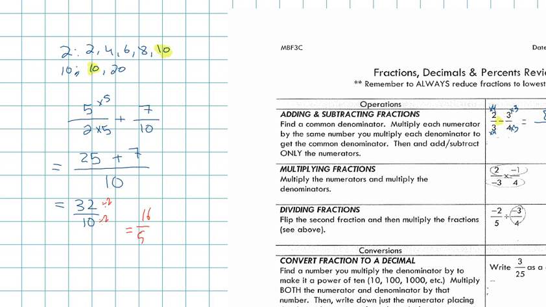Isn't there another way of writing that? You mean by mixed fraction? 3 and then... Yeah, 3 and 1 over 5. Yeah, that's called a mixed fraction.